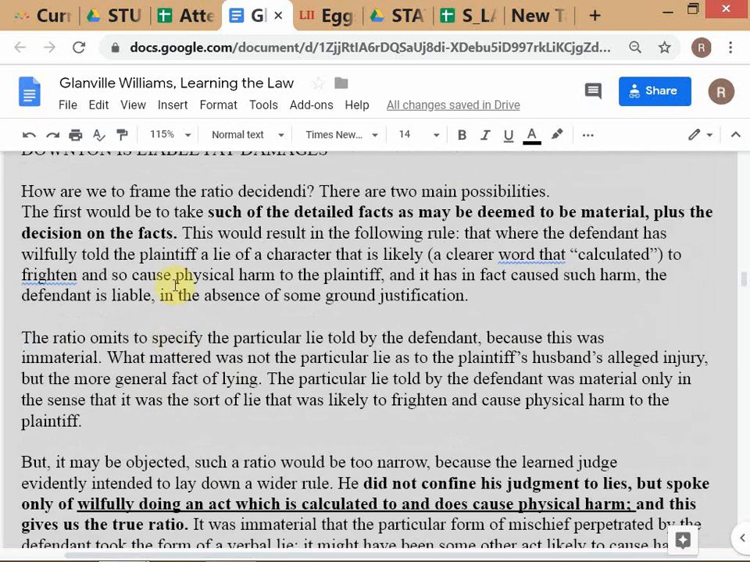So for the first point, what we are trying to understand today is how we are going to extract the ratio decidendi of a case. This is what we are trying to understand today. How are we to frame it? This is one of the important roles of this article, to help you understand that.